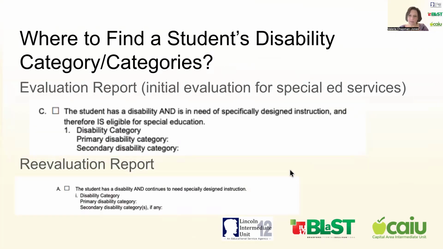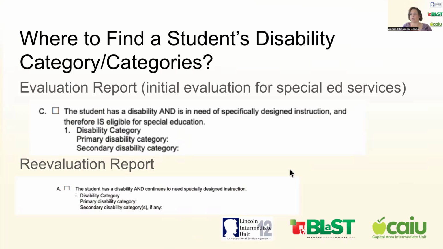Now, I know that paraprofessionals typically do not see students' IEPs. They recognize that all students they support have a disability and they all have an IEP or individualized education plan. I just wanted to let you know that in the student's documentation, there is somewhere you can see what their disability category or categories are.